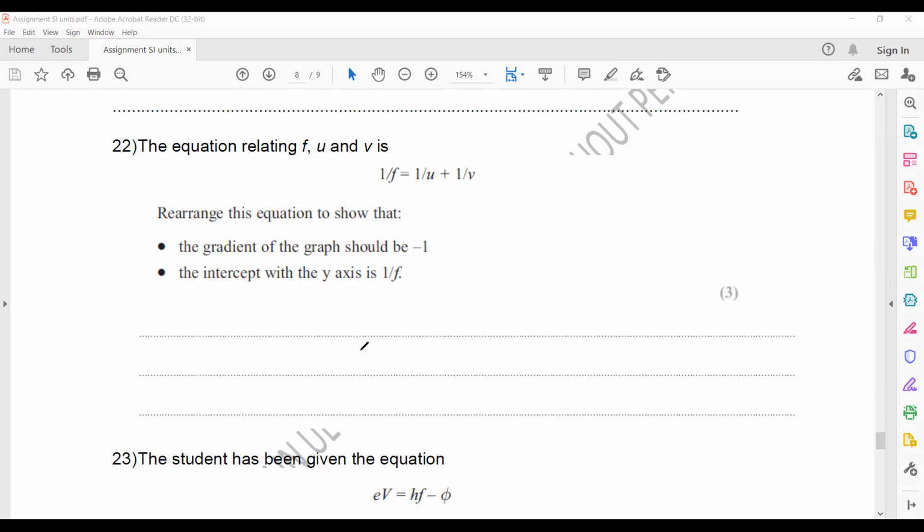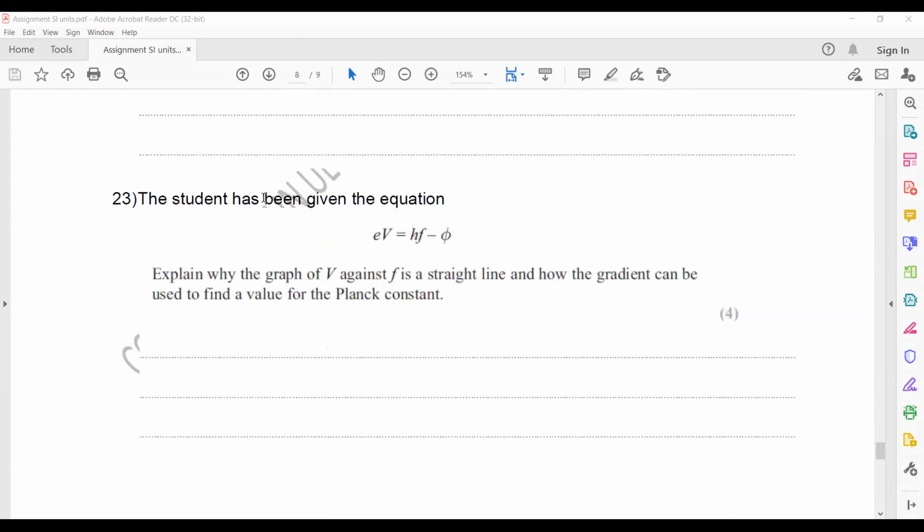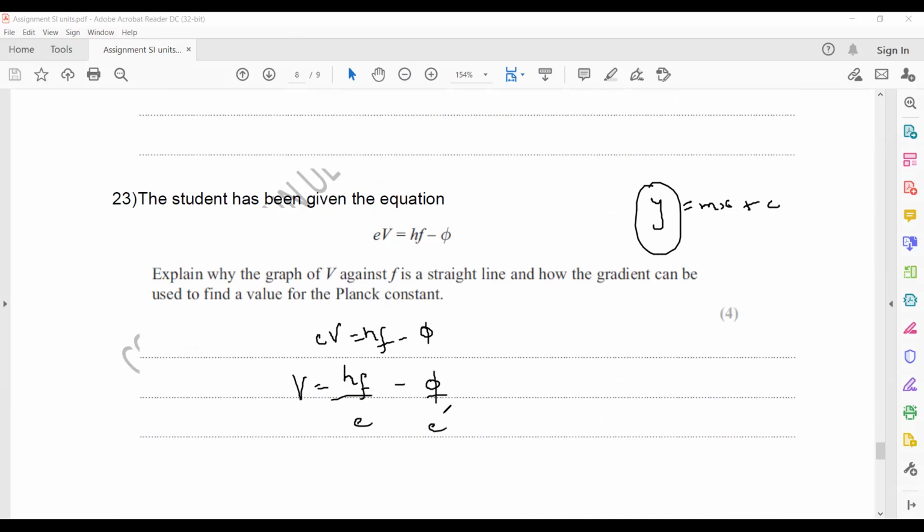Then on to question 23. The student has been given this equation. Explain why a graph of V and f will be a straight line. So we want to plot a graph between V and f. Whenever we are comparing with y equals mx plus c, the quantity on the y-axis should be separate. So if V is on the y-axis, we have eV equals hf minus phi, or if e is divided, it will be hf divided by e minus phi divided by e.